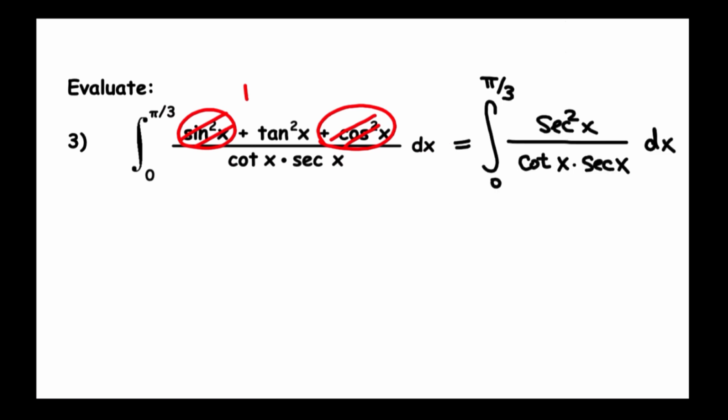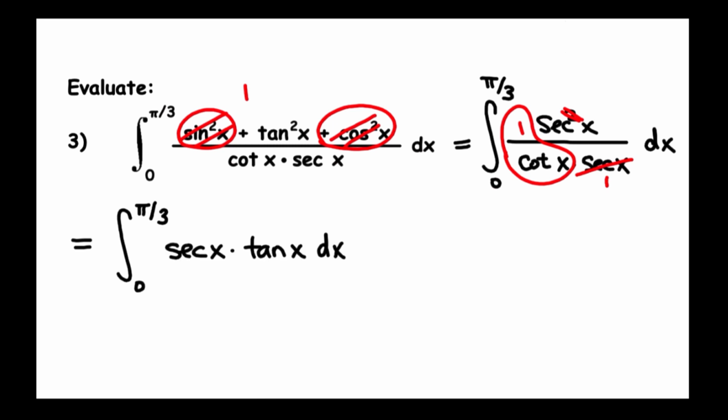And then I see that I can cancel a secant out. I'll get rid of the squared. And I have secant over cotangent. Of course, I'm not a big fan of cotangent. Really, that's not even a cotangent. It's 1 over cotangent, which is really just a tangent. So really, before I start this problem, it ends up being secant of x times tangent of x, dx.